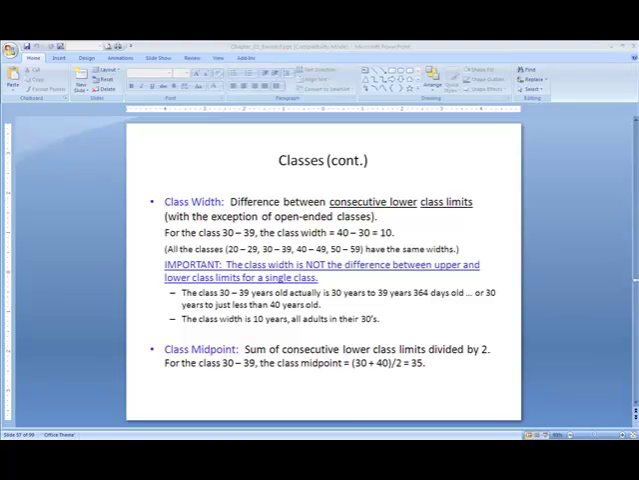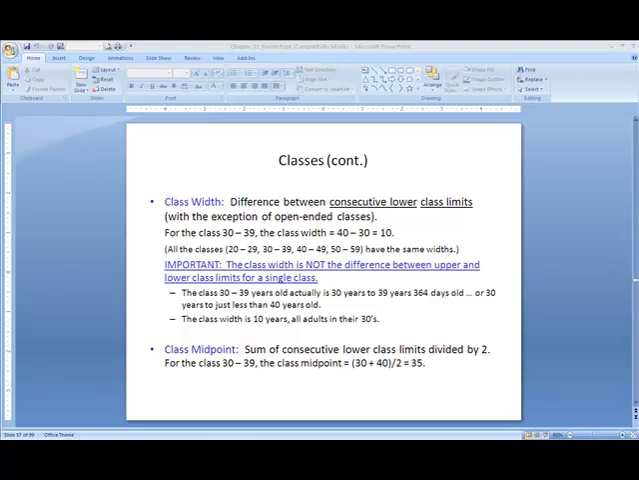Now, if I want to find something called the class midpoint, again, I take the sum of the two consecutive lower class limits, add them and divide by 2, and you'll find the midpoint of the particular class that you're looking at. So for example, because I didn't say that very clearly, let's say that you're doing 20 to 29, 30 to 39.